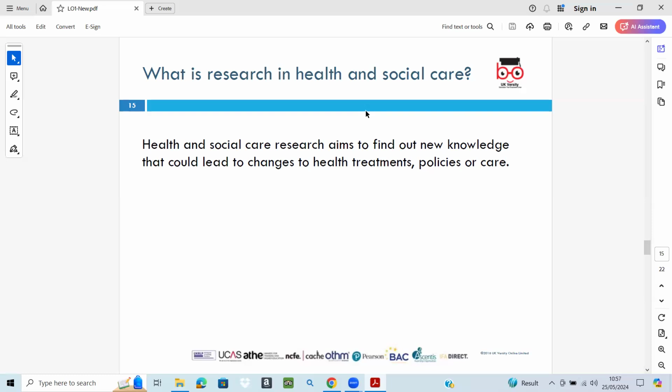We have professional development. We have community and public health. So research in health and social care is a dynamic and multifaceted field that drives progress, innovation, and positive change in health practices, policy making, and service delivery. By conducting impactful research, we can address complex health challenges, improve service user outcomes, and promote well-being on a broad level.